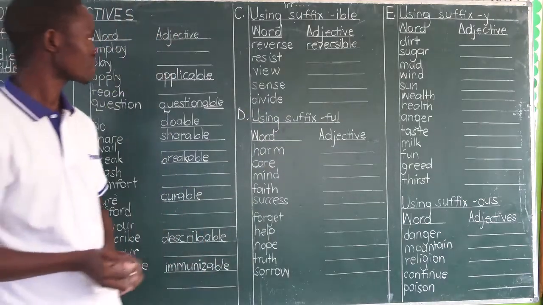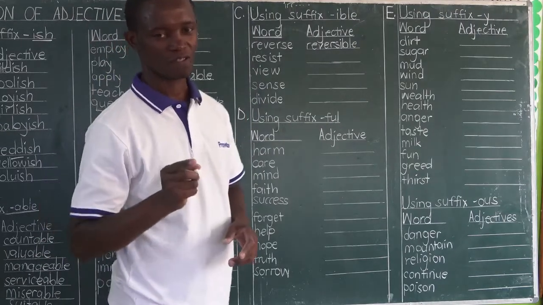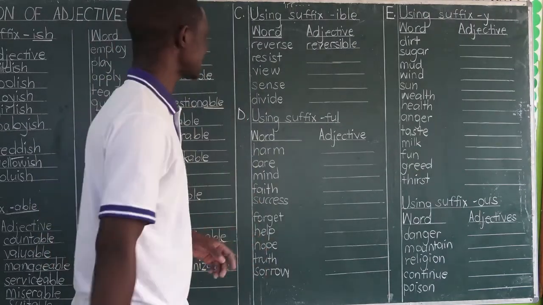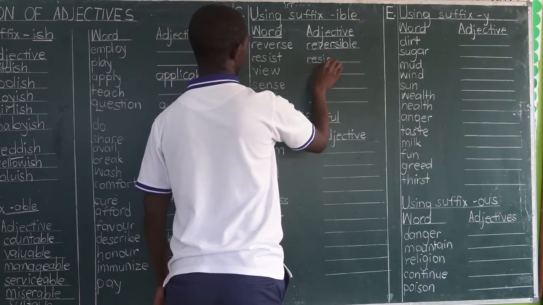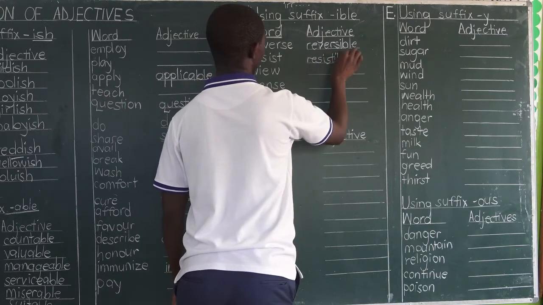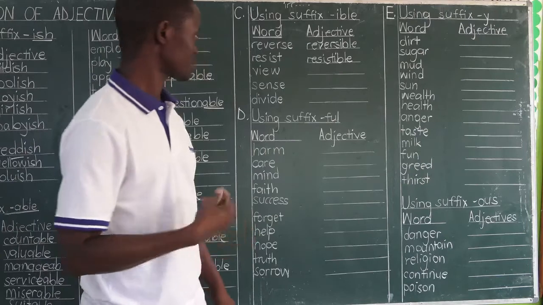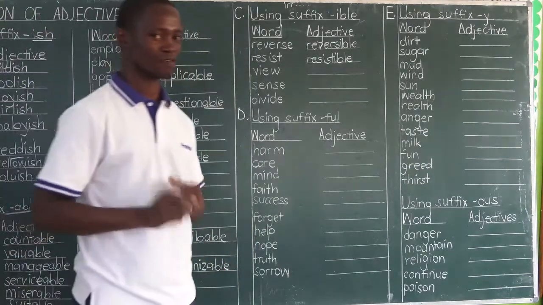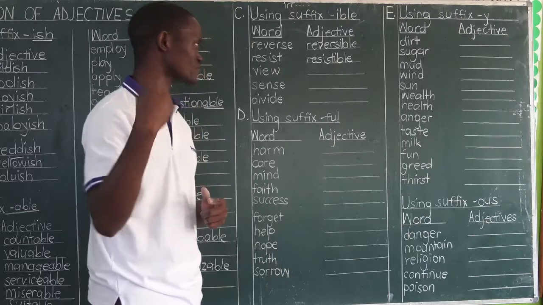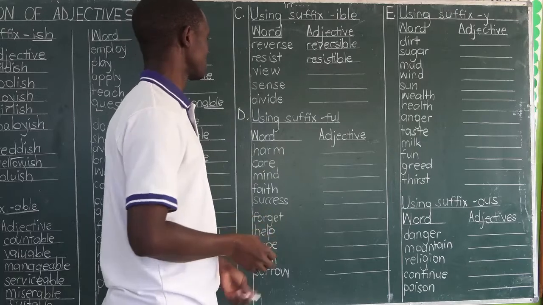Next is resist. Resist is a verb. We are going to form an adjective from resist. Resist is resistible. That can be resisted. If anything can be resisted, then it is resistible. R-E-S-I-S-T-I-B-L-E. But not resistable. Resistible is our adjective from resist.